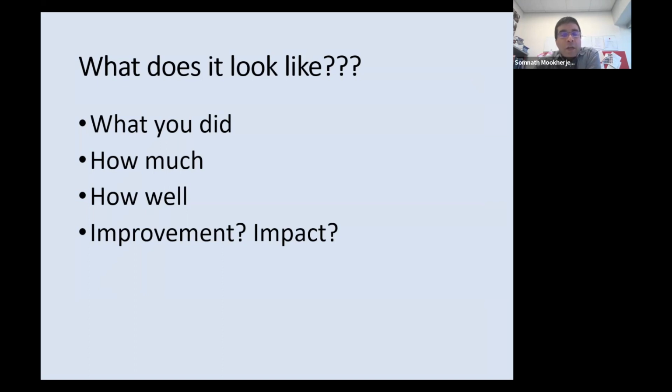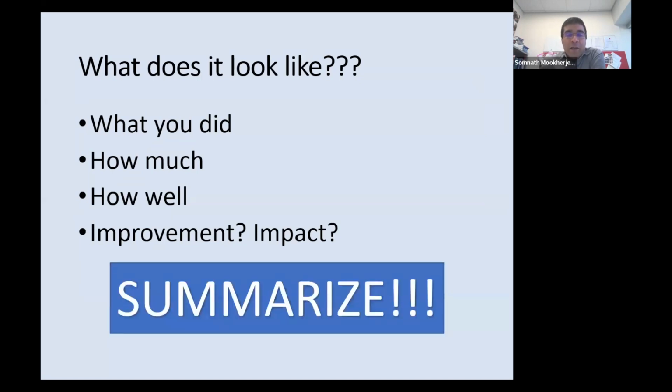I think you could do it any number of ways, and I'll give you some examples of how we present the actual clinical teaching time under direct teaching. So what does it actually look like? It's what you did, how much you did, how well you did it, and then ideally some evidence of improvement or impact of what you did as a teacher. And it's to summarize it. You really don't want to have every single data point, which sometimes happens. Sometimes people have individual sheets of evaluations, which doesn't go in a teaching portfolio.